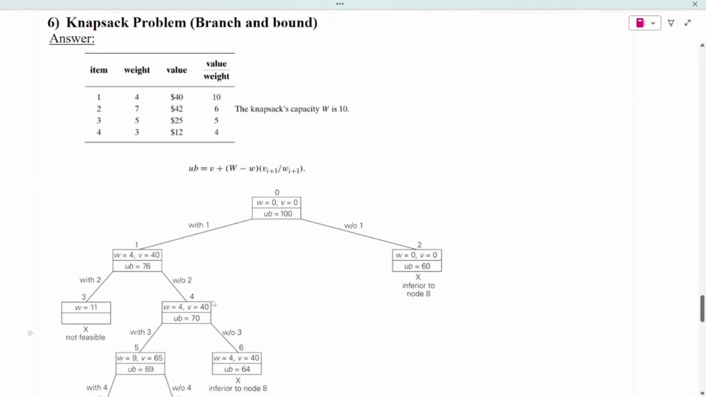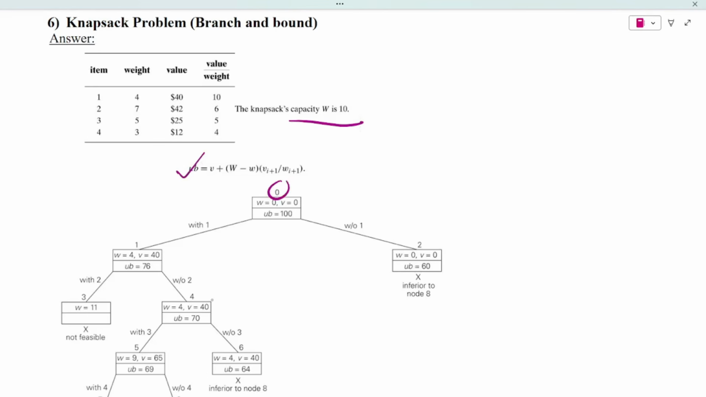Next is knapsack branch and bound. This branch and bound is again one of the important problems. They have given the knapsack capacity, weight and value. You will be dividing value by weight. Then you will be obtaining 40 by 4, 42 by 7, 25 by 5, 12 by 3. You will be obtaining some values, and here is the upper bound.